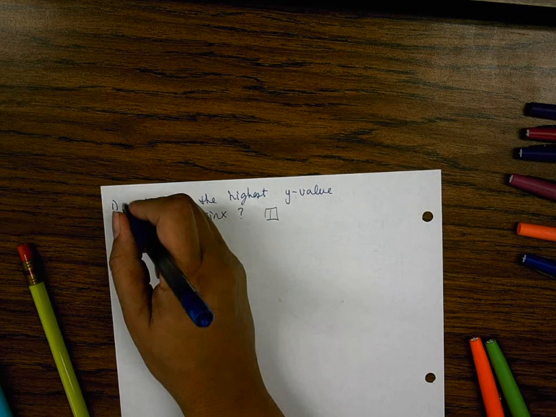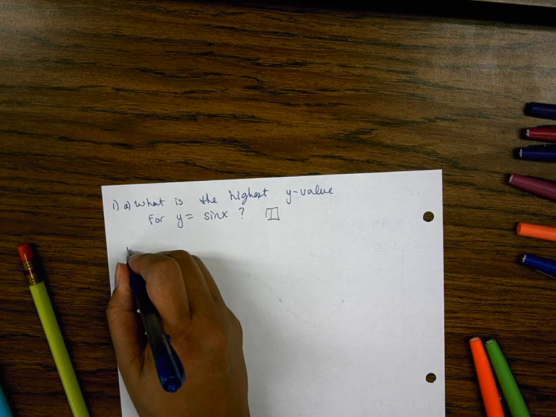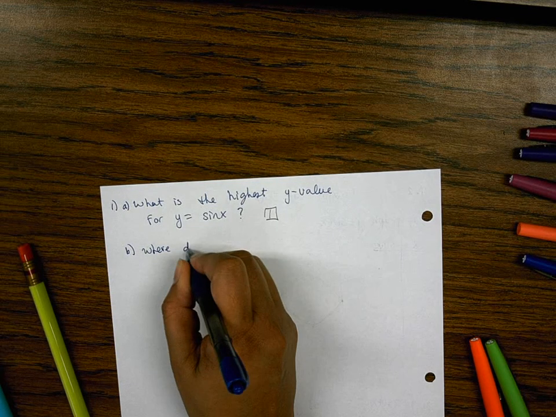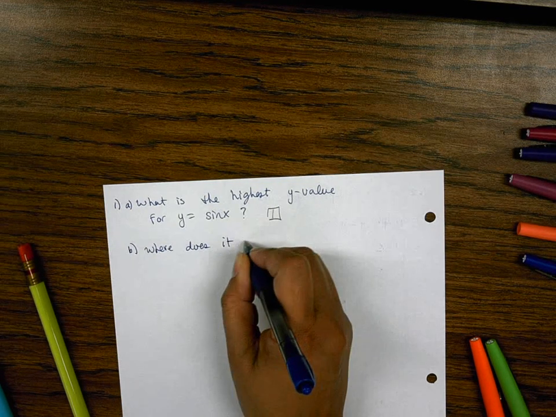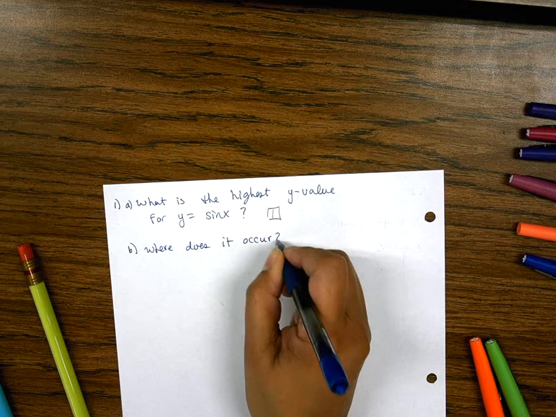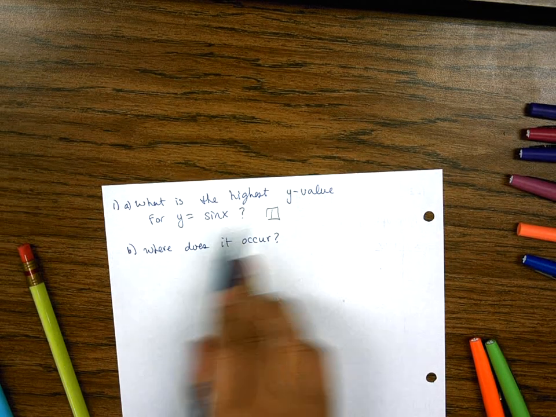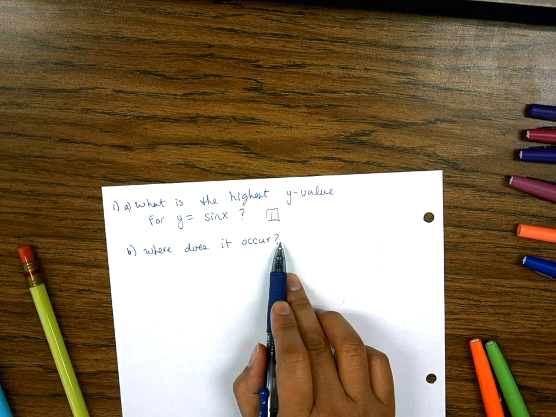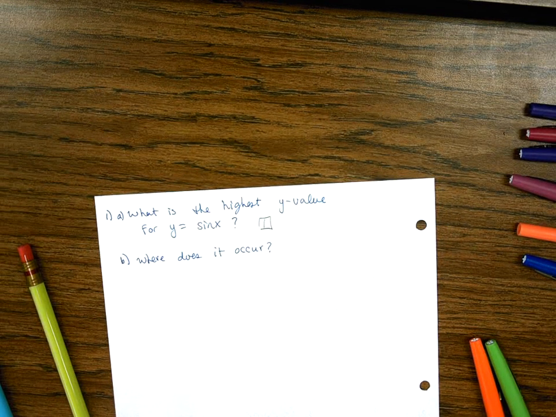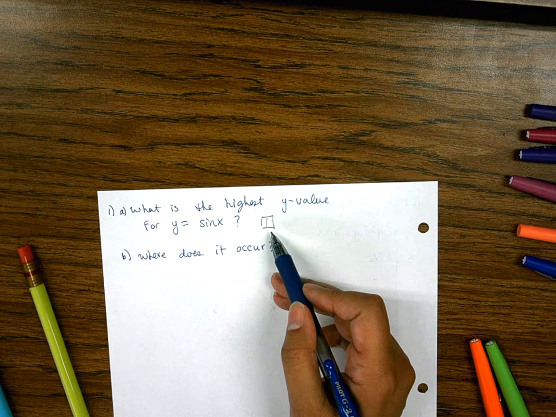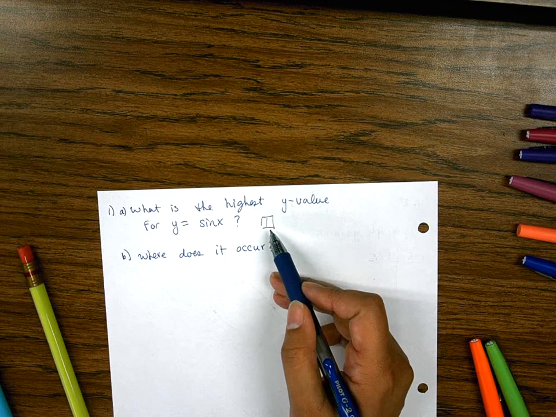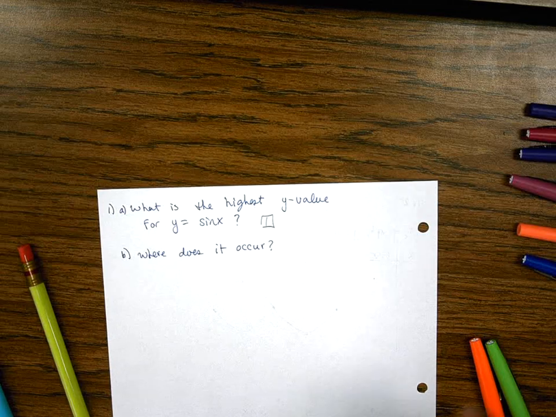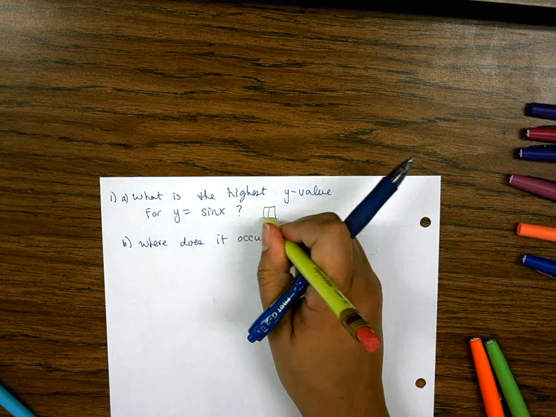Number 2. Oh, nope. This is part A. There is a part B. Where does it occur? Asking or referring to this question, what is the highest y value? It's 1. Where does that highest value occur? They're asking for the y value. What is the highest value? 1. That's the y value, sorry. Where does it occur is asking for the x value.